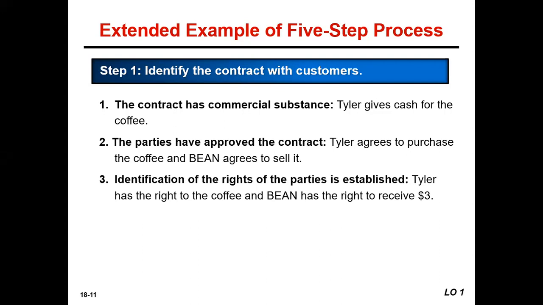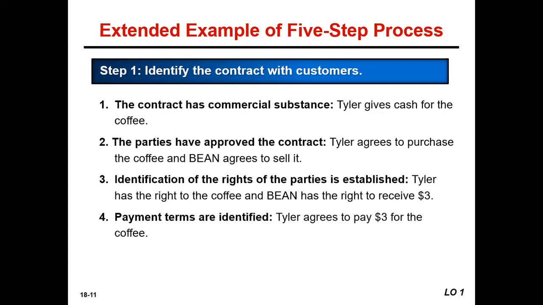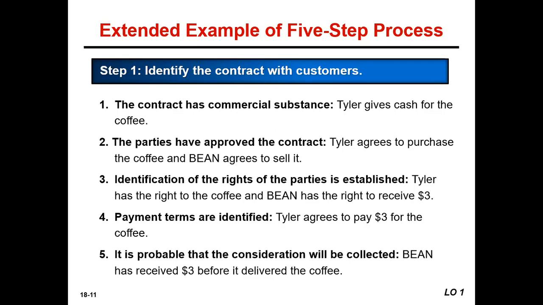$3. Step 4, payment terms are identified. So an agreement between Tyler and Bean that Tyler will pay the $3 for the coffee. So it is probable that the consideration will be collected. Bean has received the $3 before it delivered the coffee.